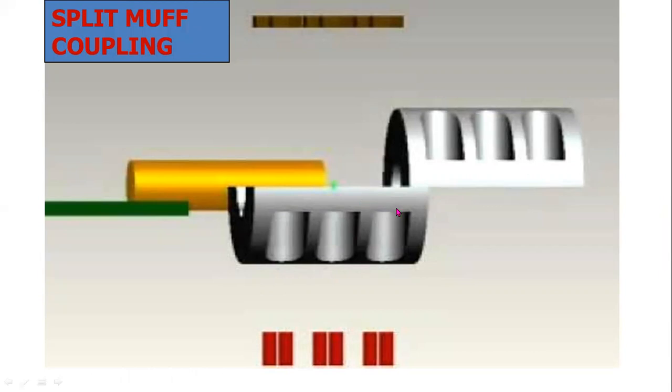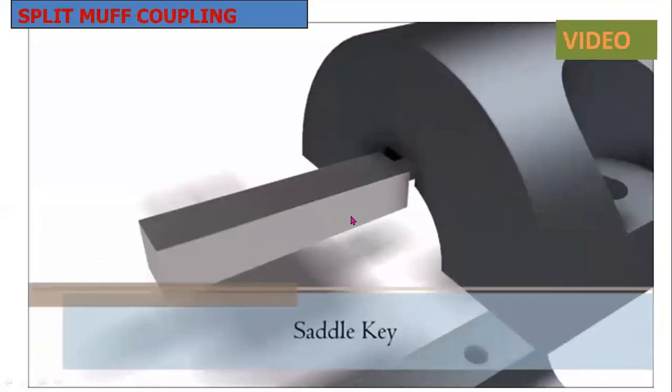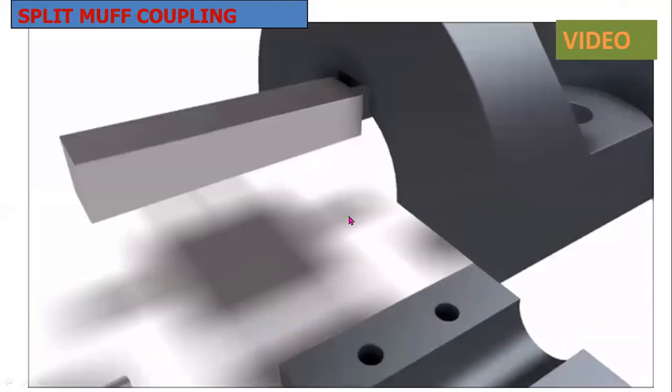Here you can observe this is a split muff coupling. This is a shaft. This is a key. These are the nuts and bolts. Now you can observe the video of a split muff coupling.